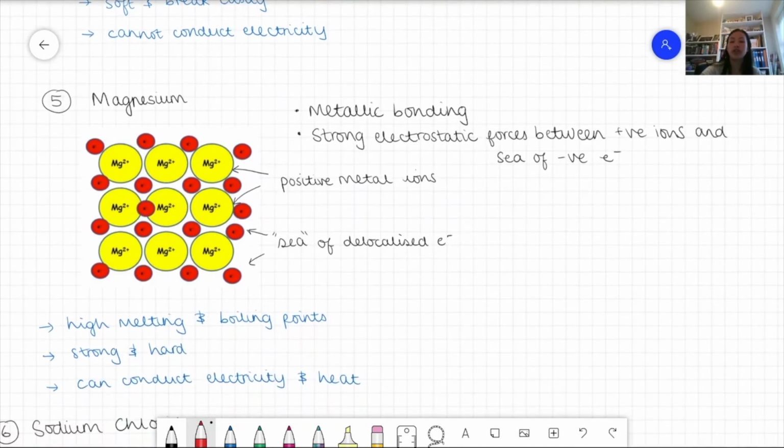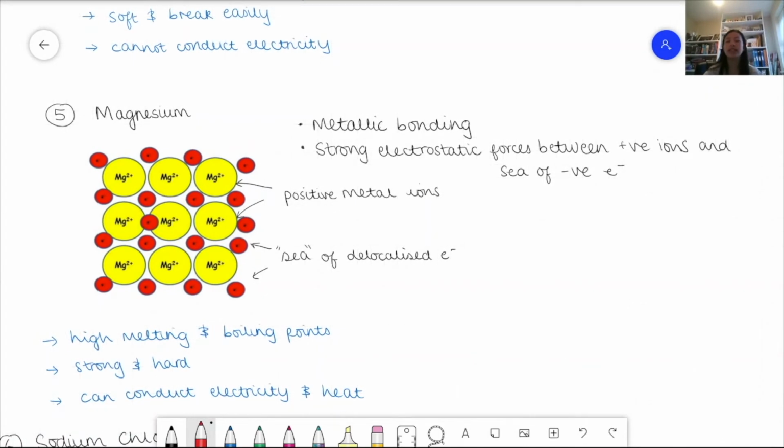Next, we move on to magnesium, and this is an example of metallic bonding. There are very strong electrostatic forces between the positive ions and a sea of delocalized electrons, which are negative. And so we get a high melting and boiling point. They're very strong and hard. They can also conduct electricity and heat because of the free electrons, and because the ions are so packed together that they can vibrate about a fixed spot and then vibrate the next one, and heat can be conducted that way. And we've also learned that they can be malleable and ductile as well.